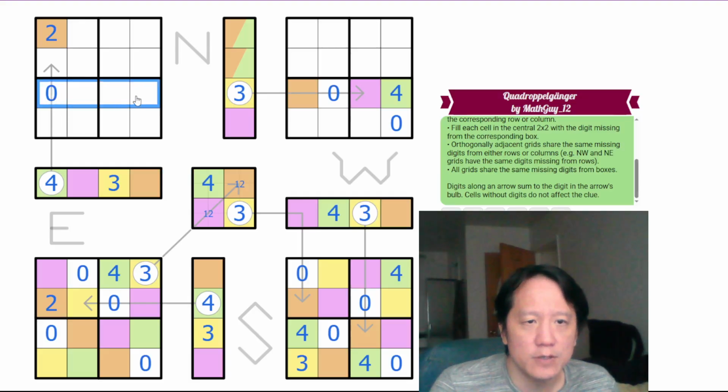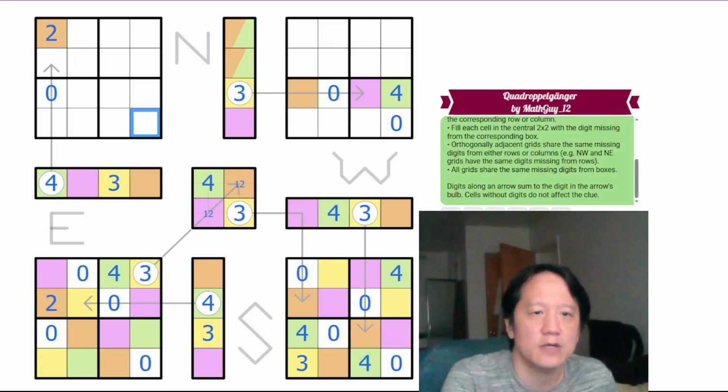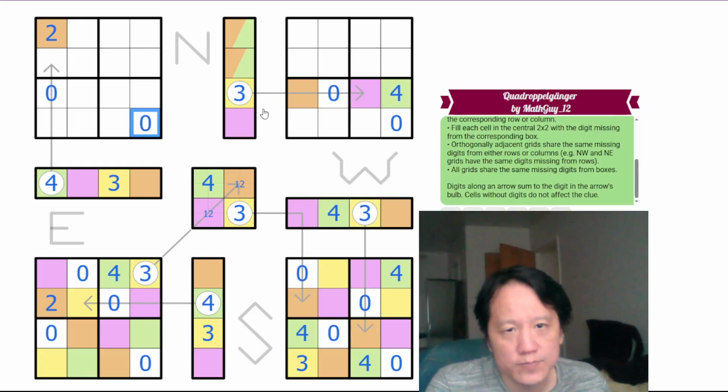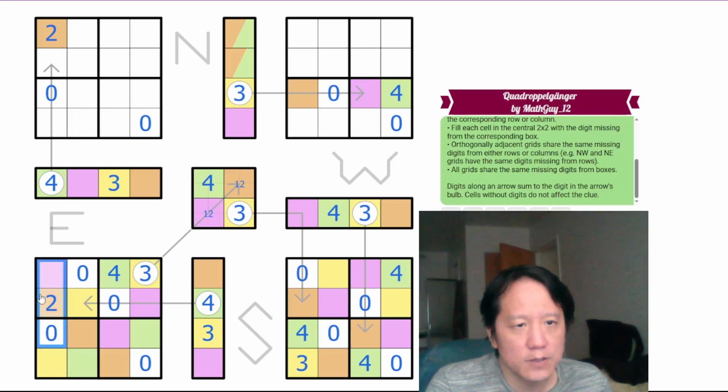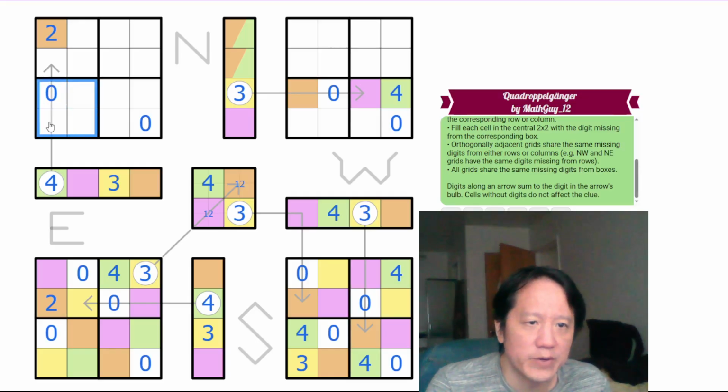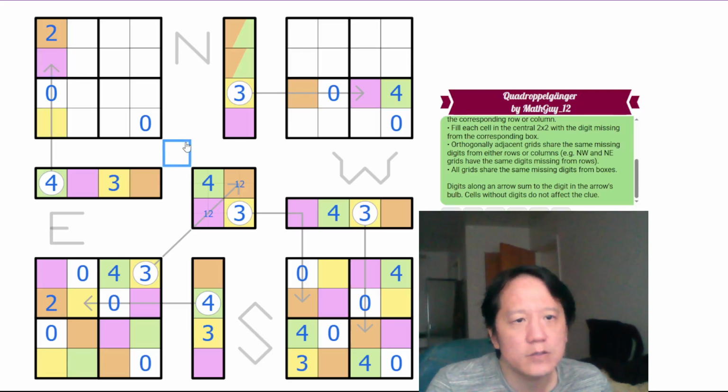0 cannot be here. 0 is one of these two. It's missing yellow. It can't be missing another yellow, so 0 has to be here. Okay. We're missing... So we have to have yellow and pink here. Pink cannot be in the lower left-hand box, so this is yellow, which makes this pink.